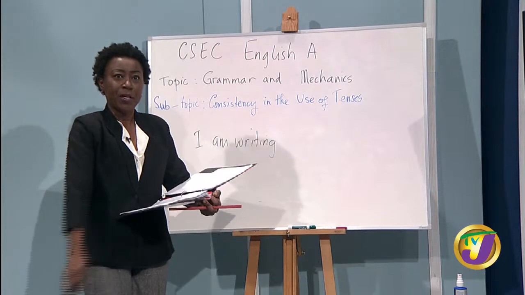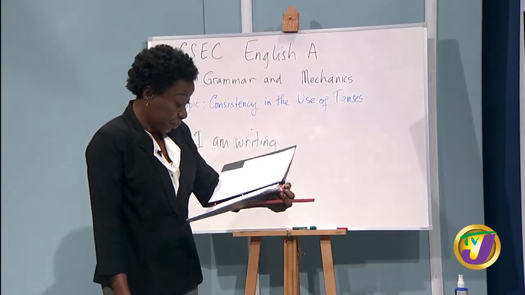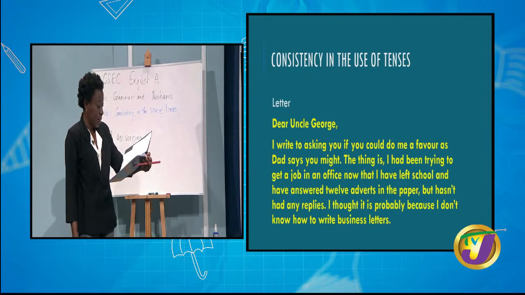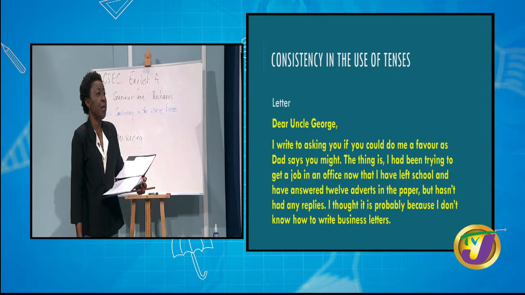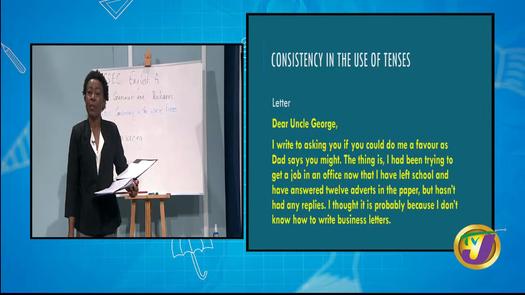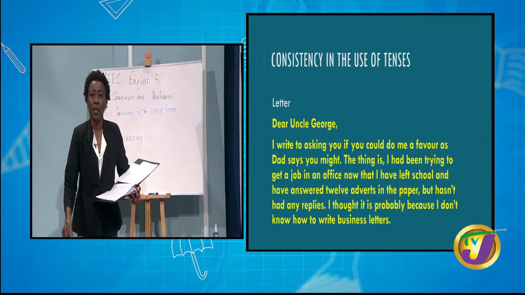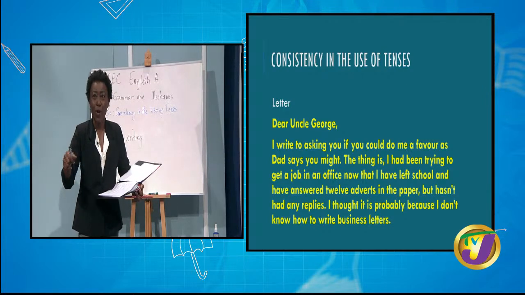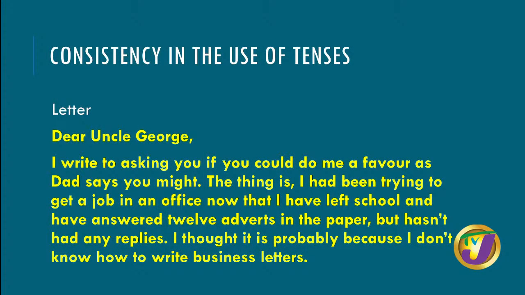Okay then, where do you see another part that could be corrected? Okay then, the thing is, what does it say? Had been trying. Had been, so that's the past perfect tense. And he needs to get back to the present. So we should have, I have been trying. I just can't get a job. All the writing I'm writing, I can't get a job, uncle, help. So I have. So we're going to change had to have.